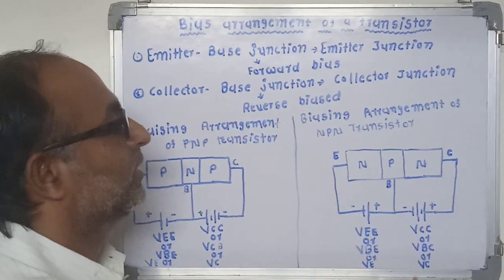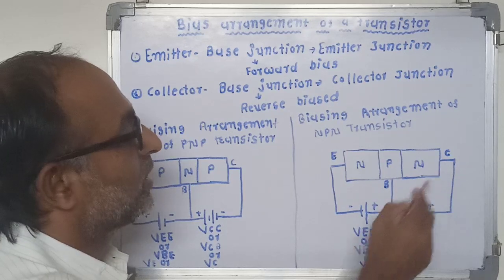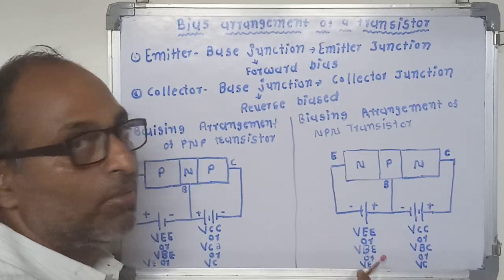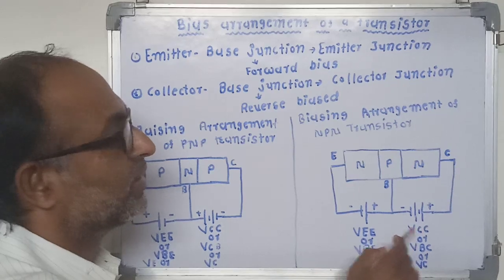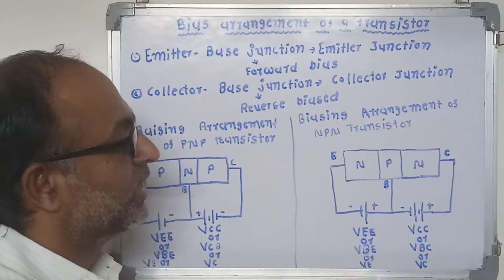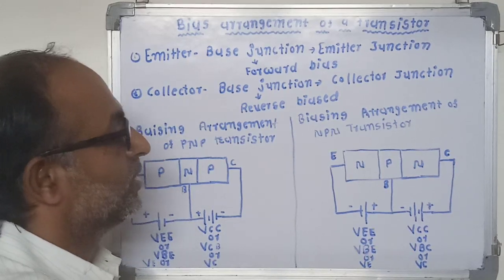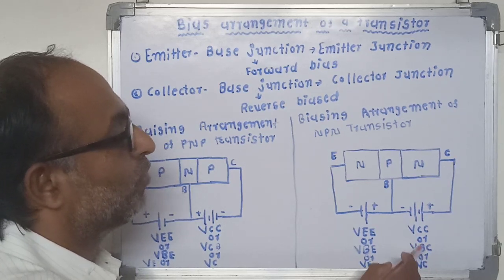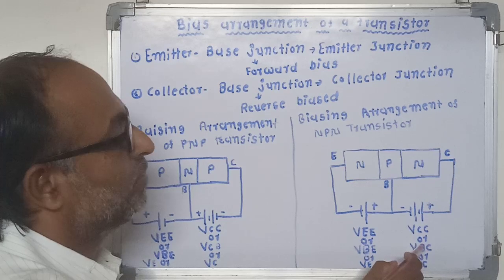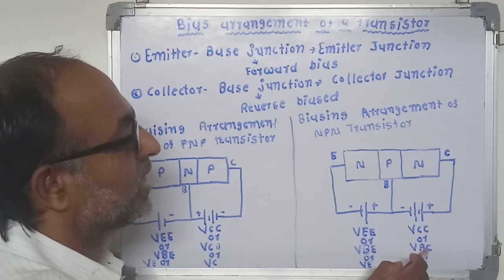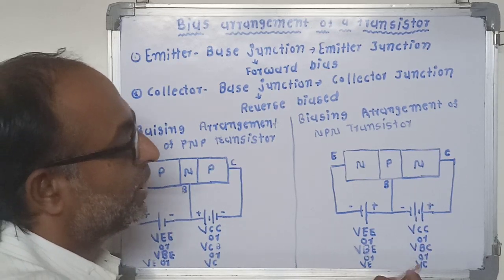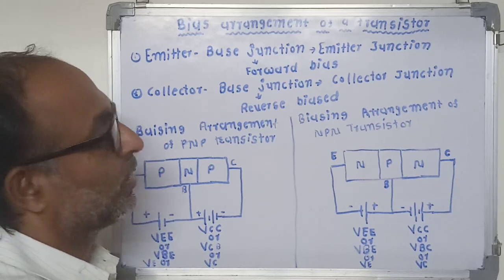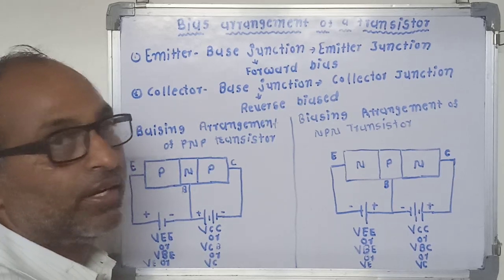Similarly, the base collector voltage is represented by VCC. So double C indicates that there is no change in voltage. That means it is fixed. Now it is also represented by VBC. That means the voltage applied between base and collector. Now it is also denoted by VC. That means the collector voltage may be varied.